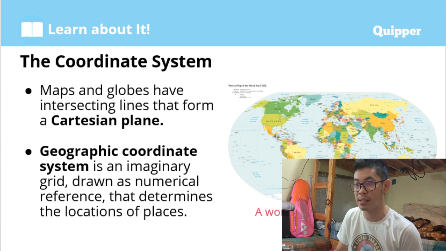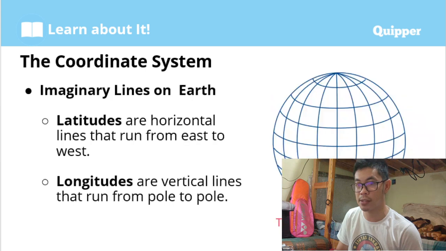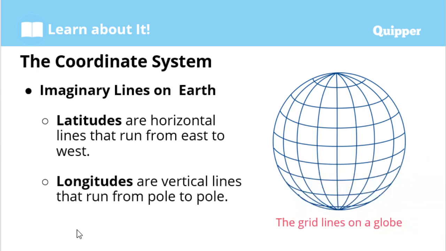Now let's go to the next. Makita natin yung imaginary lines this time. All right, so we have there what you call your grids on the globe, or your latitude and longitude. When you talk about your latitude, these are the horizontal. So paano ba pag horizontal? Pahiga po.